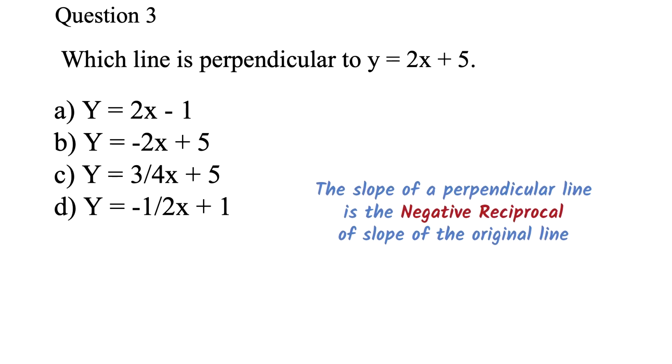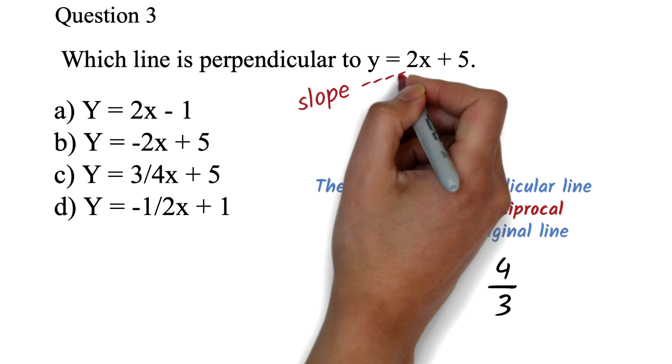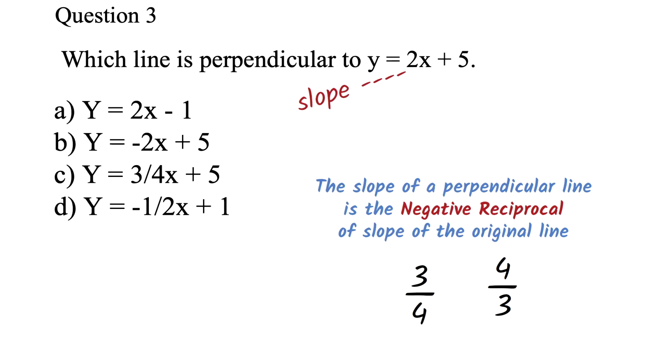The slope of a perpendicular line is the negative reciprocal of the slope of the original line. The reciprocal of a number is basically flipping the numerator and denominator. So the reciprocal of 3 over 4 will be 4 over 3. Here, we know the slope in the question is 2, since this is in the slope-intercept form of the equation of a line, just like we saw in question 2.